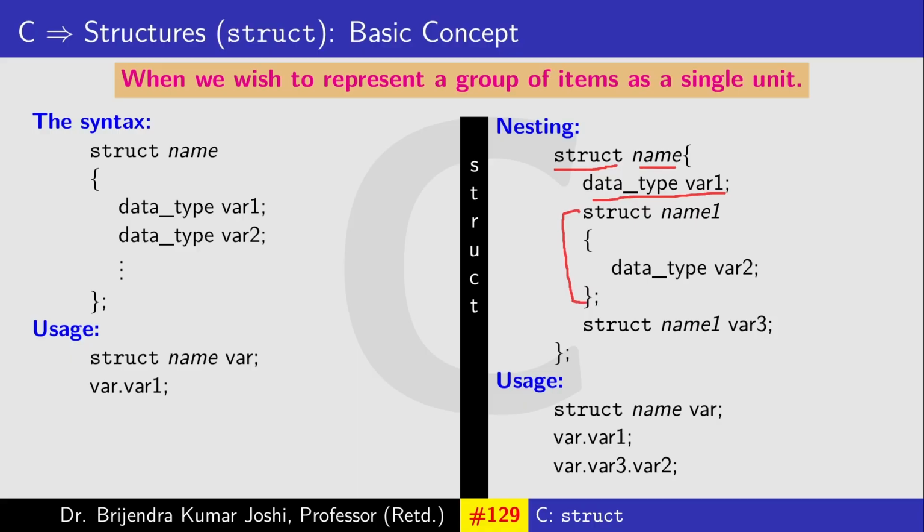But remember, this will not do. We have to create a variable of this type like this, then only it will be legal, just like we did here. We created a variable here. So inside a structure, if you want to have another structure, it will be treated as a variable inside it. So we have to create a variable, then only it will occupy some space.